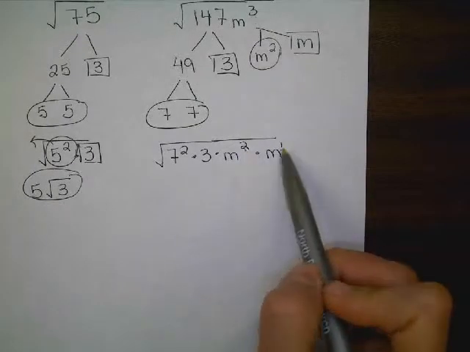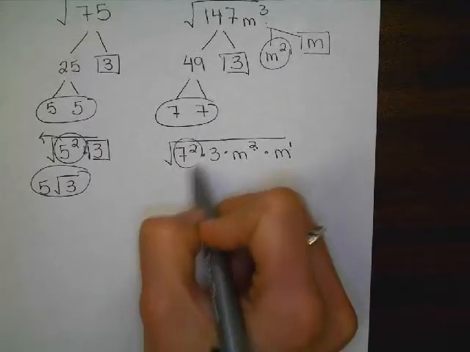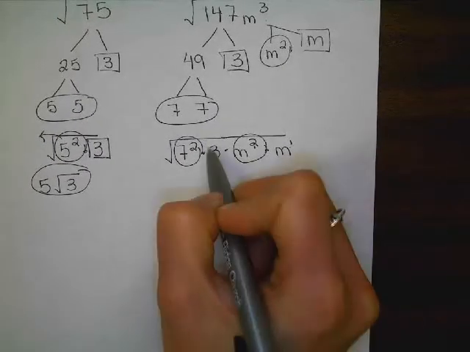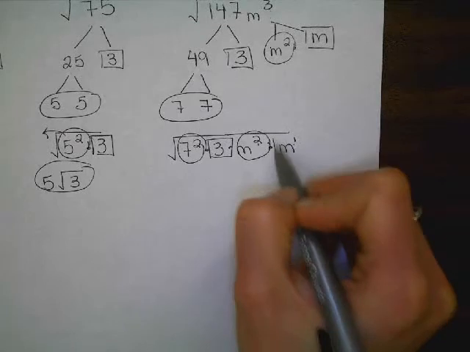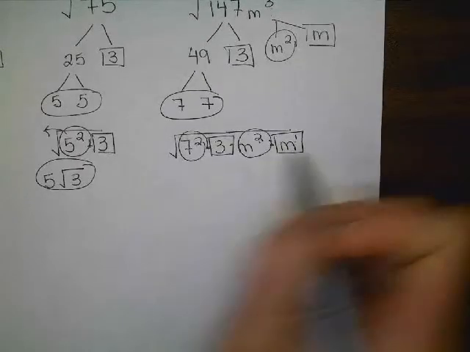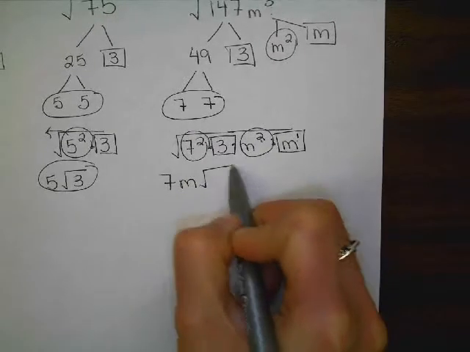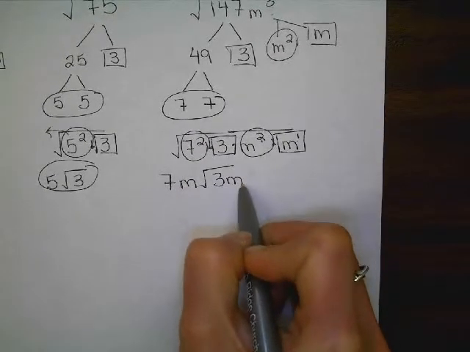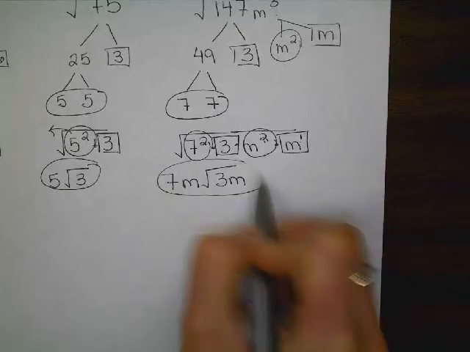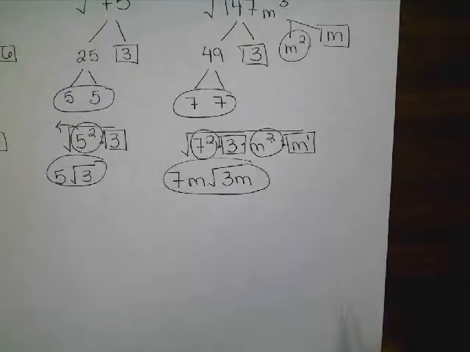So I just broke it down into a 2 and a 1 so that I can circle these pairs so that they can come out and the 3 and the m have to stay inside. So the 7 comes out and the m comes out, and then that 3 and the other m stays on the inside. And that's your answer.